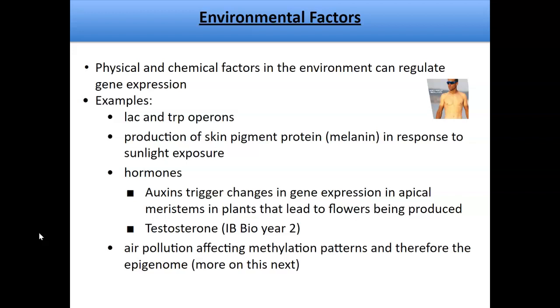There are all kinds of molecules present in the air due to air pollutants that can cause an effect on the methylation patterns inside of the cell, and therefore can affect what's called the epigenome. And so this is going to be a really good example of how environment can interact with your DNA, causing changes in gene expression. And we will talk more about this on upcoming slides.